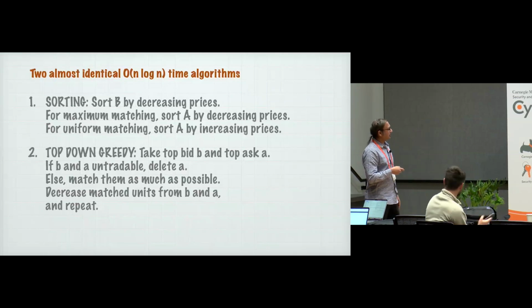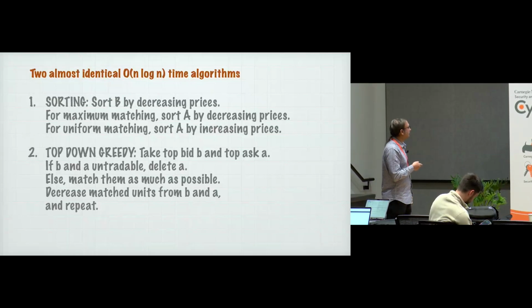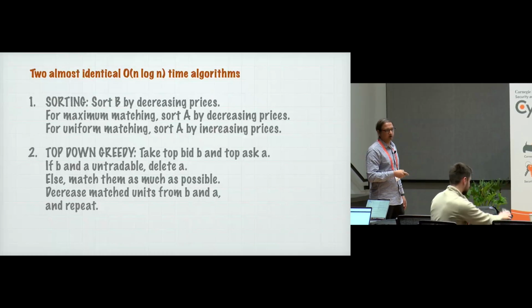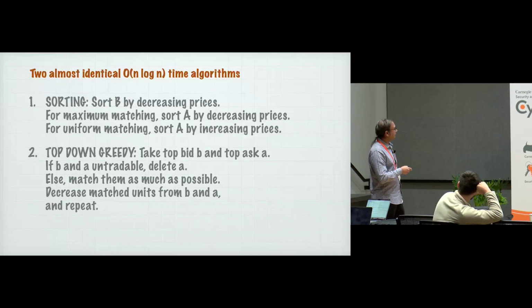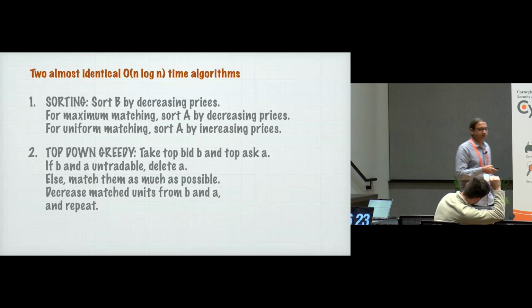You take the top bid B in the sorted order and the top ask A, and you ask, are they tradable or untradable? Tradable means, are their prices compatible or not? Buyer should pay at least the price the seller is asking for. That is the meaning of being tradable. So if this top bid and top ask are untradable, you just delete the ask from your list. But if they are tradable, you match them as much as possible. That is the minimum of the quantities that they have offered to sell. And then you decrease the matched units from B and A, and you recursively solve the problem.